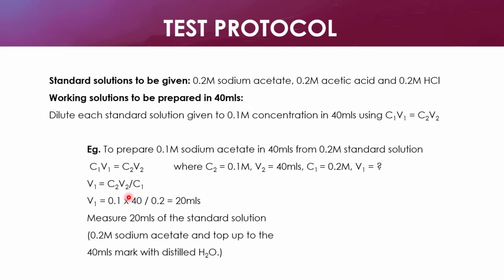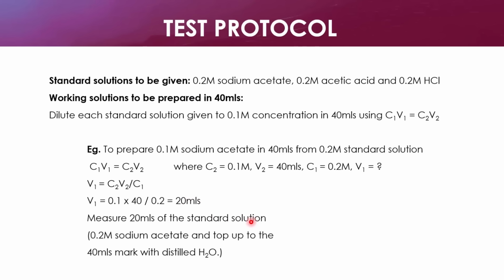Now, using the table here to prepare our test solutions. The first thing to do is that we mix the contents of each test tube in the table above thoroughly and measure the pH with the pH meter. So we can see that for test tube 1, we have 1 ml of the 0.1 molar sodium acetate and 8 ml of our 0.1 molar acetic acid.